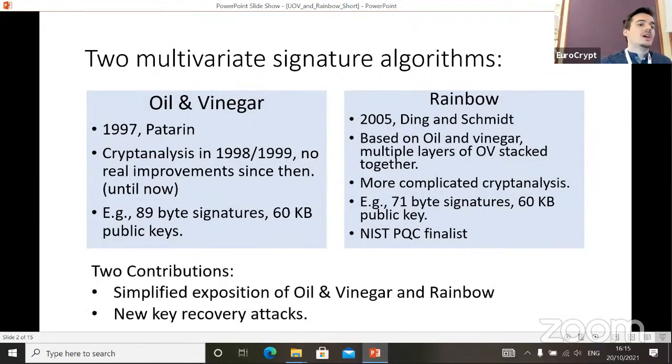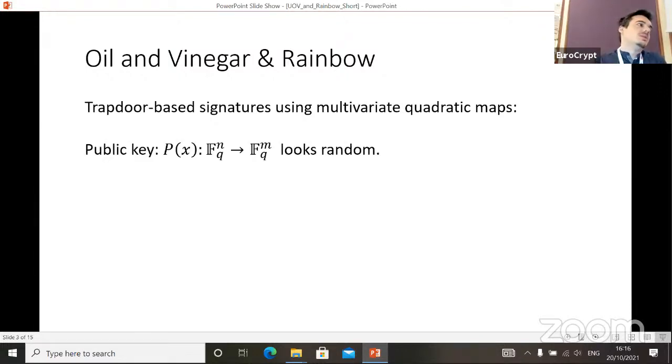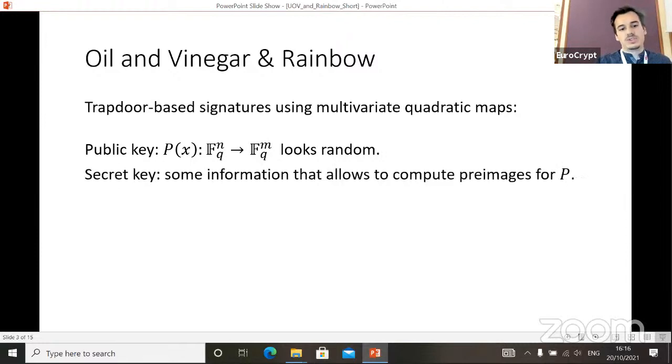In my work, the main contribution, I would say, is that I simplified the exposition of Oil and Vinegar and Rainbow. Because of this better understanding of the scheme, I was able to find some new, more efficient key recovery attacks. Oil and Vinegar and Rainbow are based on multivariate trapdoors. Particularly, that means your public key will be a multivariate quadratic map that looks random. So we believe that it's hard to sample pre-images for this function.